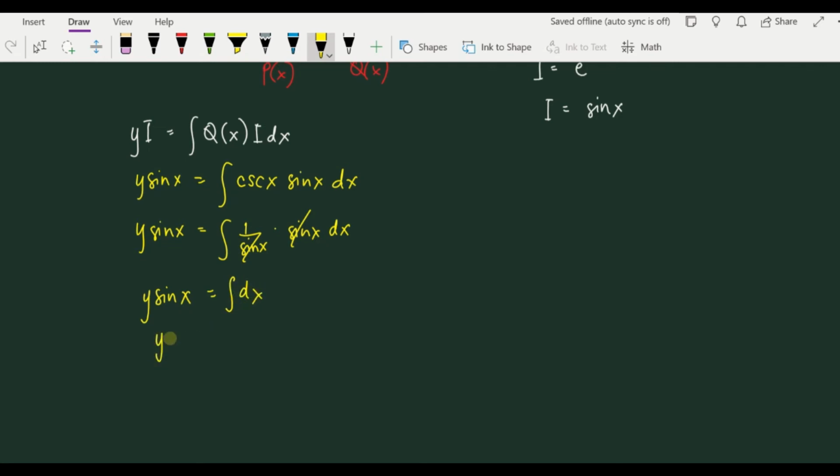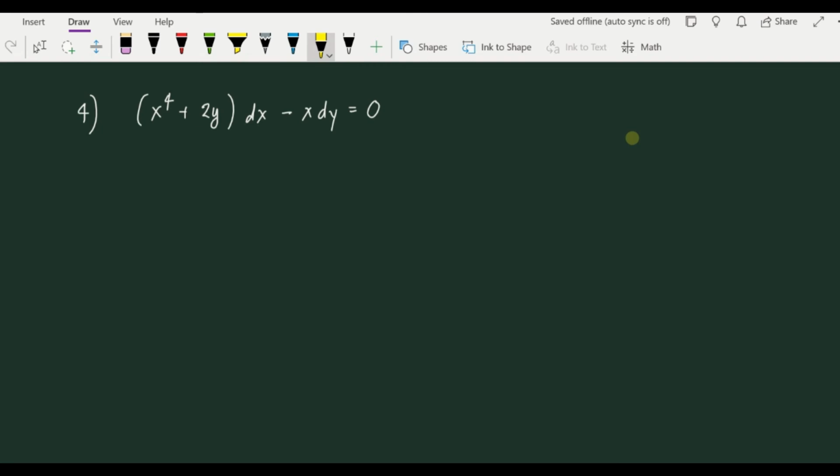So, we have y sin x equals the integral of dx, which is x plus c. So, this is the solution to the given differential equation. Okay, last one. We have (x to the fourth plus 2y) dx minus x dy equals 0.